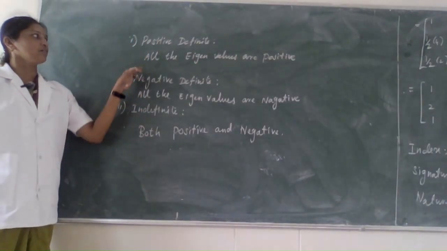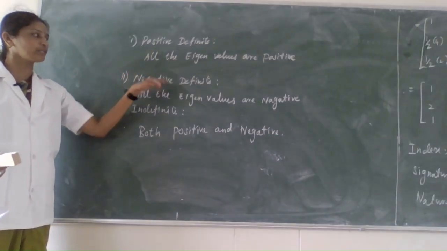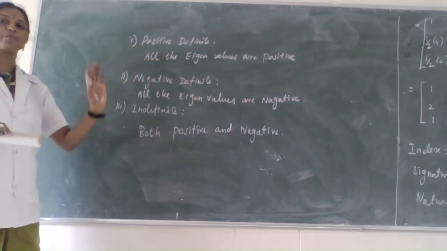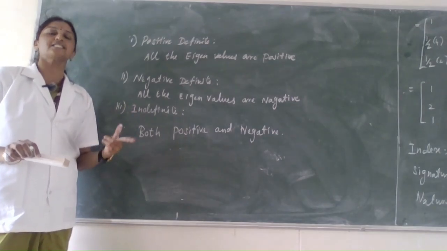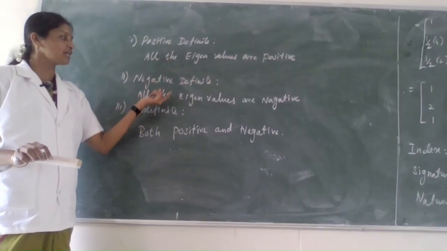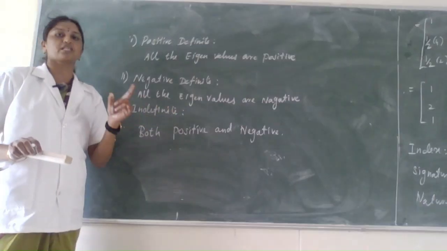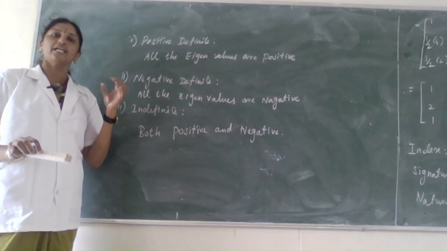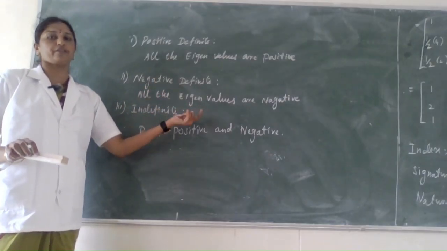Other than that, we have positive semi-definite and negative semi-definite. What is positive semi-definite means? Suppose we get 3 eigenvalues, 2 are positive and another one is 0, means we call it positive semi-definite. And in a similar way, negative semi-definite: suppose we got 3 eigenvalues, 2 eigenvalues are negative, 1 is 0, means we say negative semi-definite.